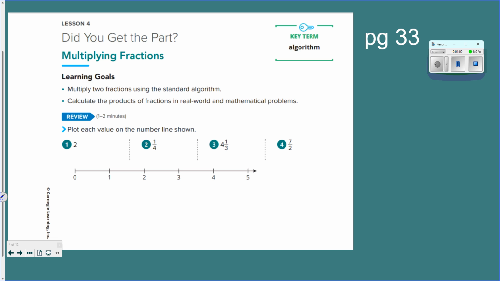Who can tell me where the number 2 goes on our number line? On the actual 2, yes, that makes sense. All right, where would 1/4 go?